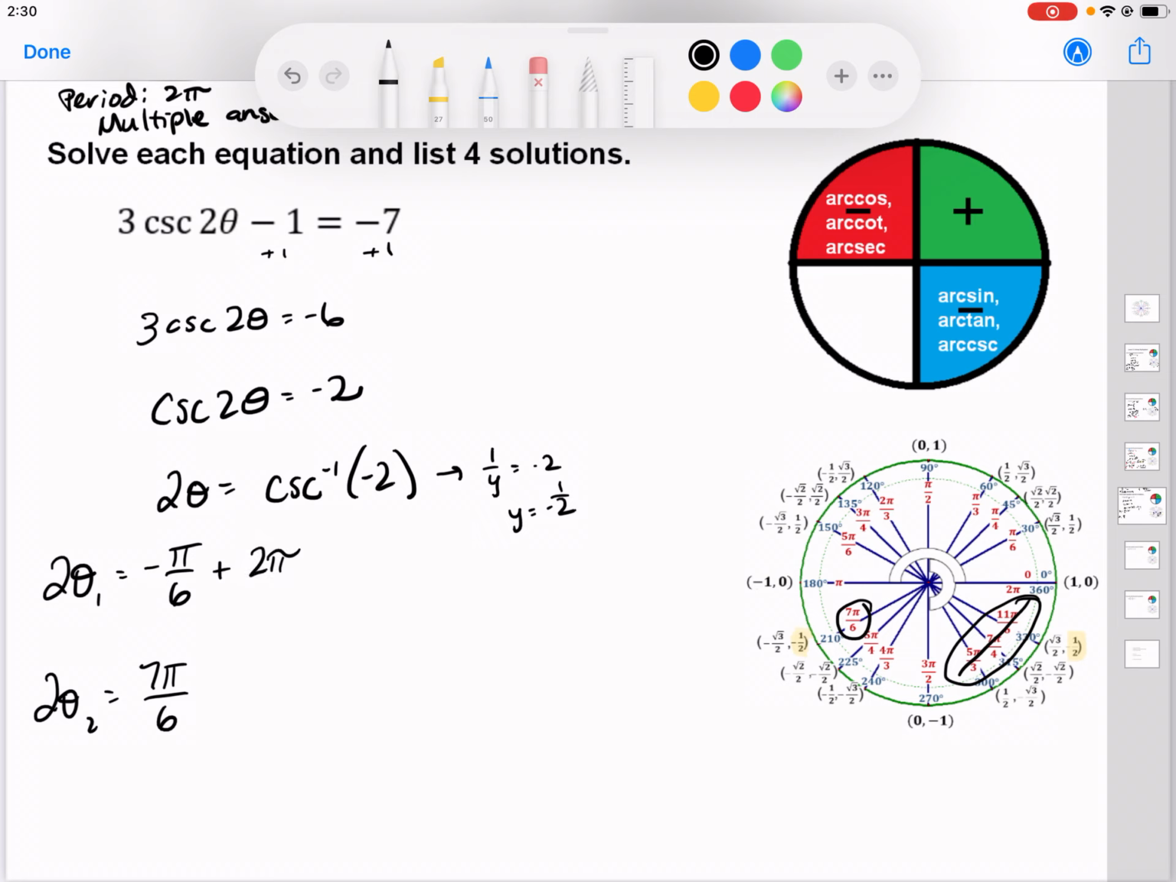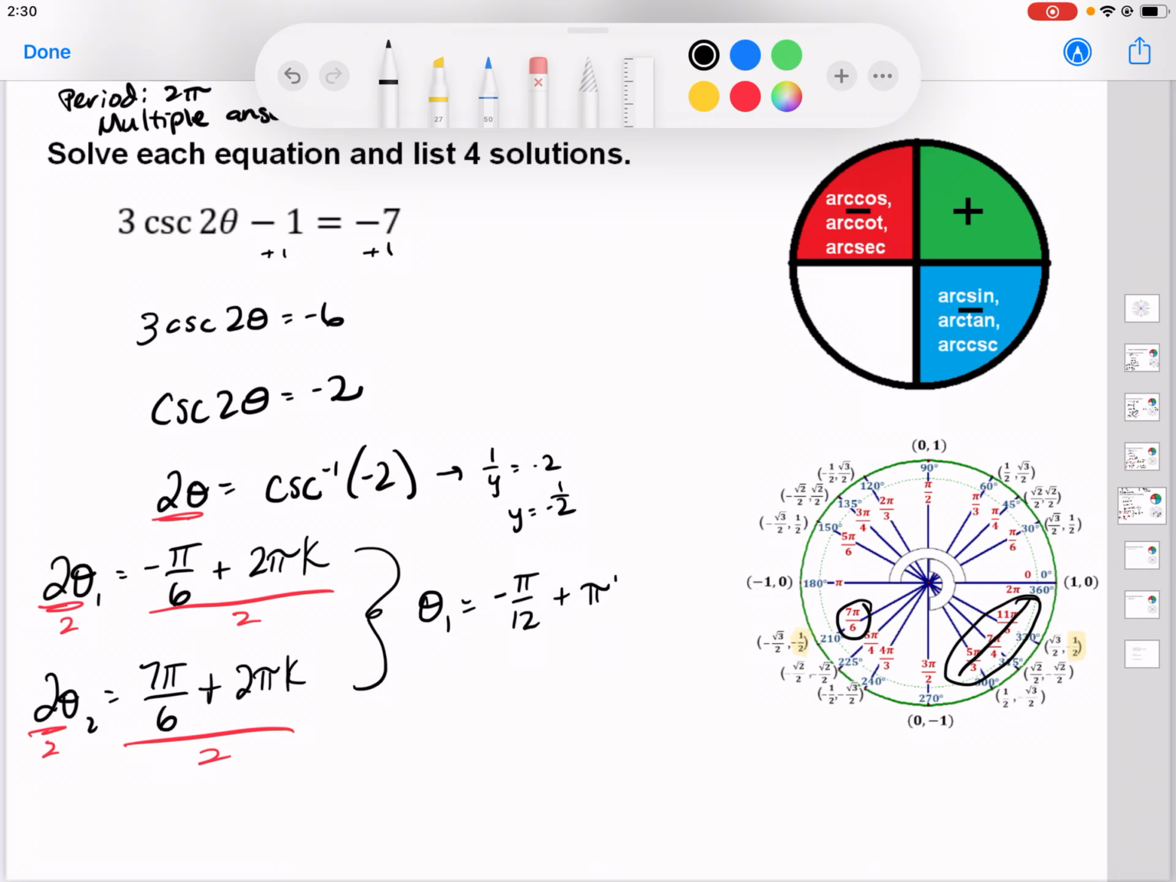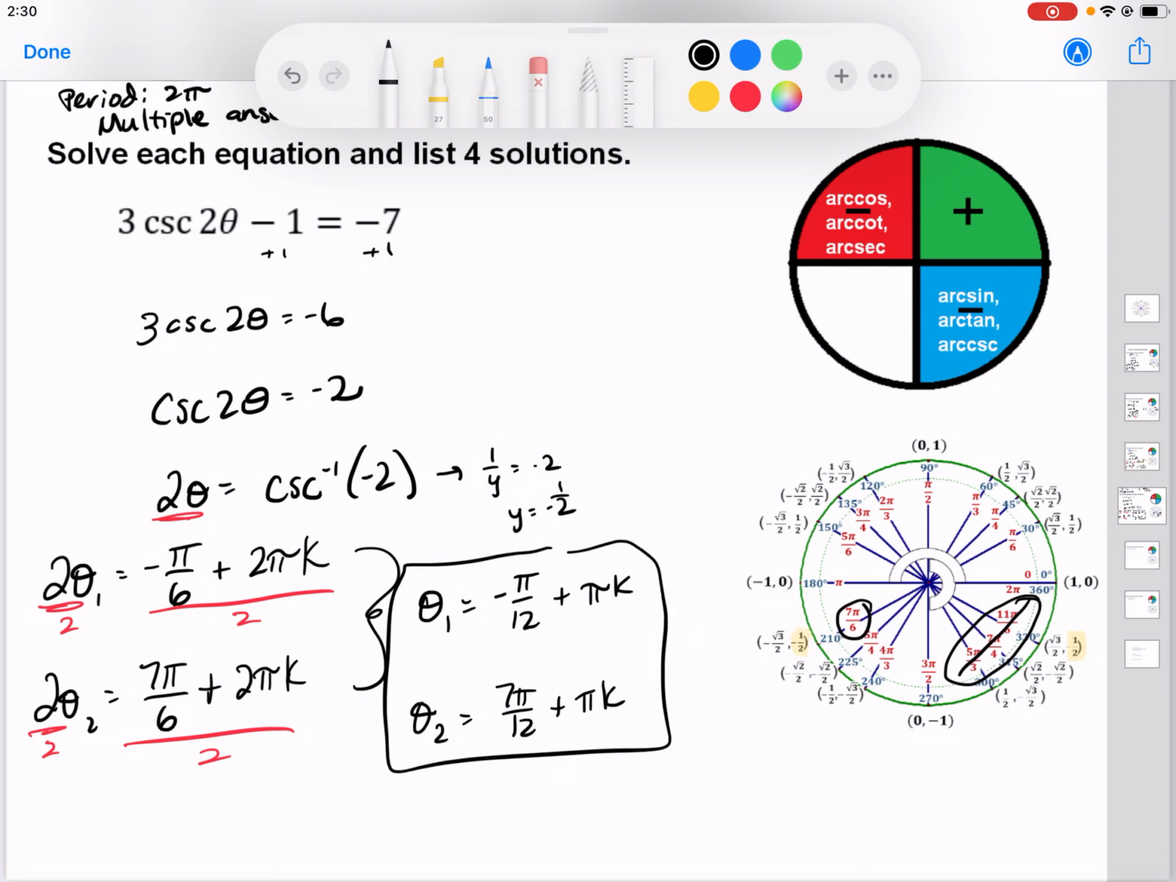The period is 2 pi, so I'll put just 2 pi k for both of those. And then the last thing I need to do, because we just wrote this all down, I'm going to go ahead and divide everything by 2. So we've got theta 1 equals -pi/12 plus pi k, and theta 2 is going to equal 7 pi/12 plus pi k. Okay, so those are the general equations.